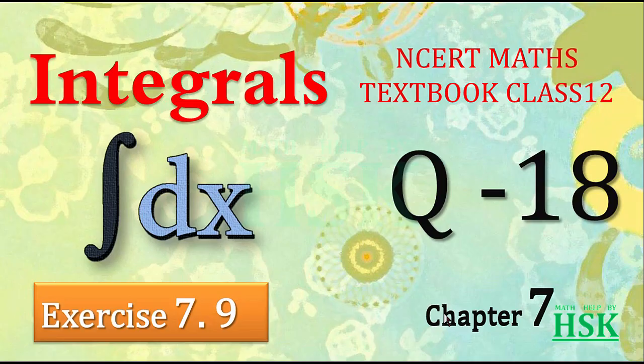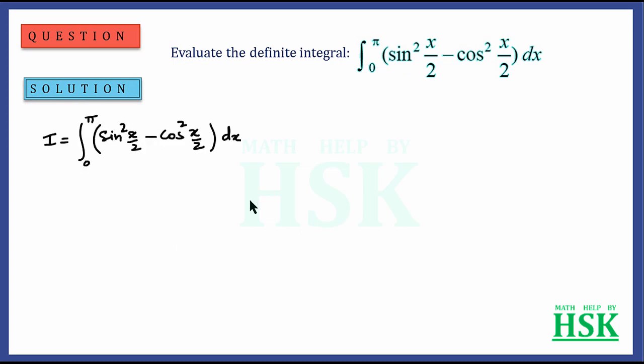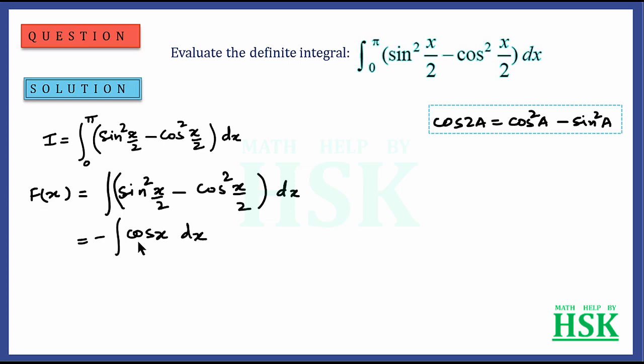Okay, now we are going to move to question number 18. Now the question is, we have to evaluate this definite integral, the integration of sine square x by 2 minus cos square x by 2 with respect to x from the limit 0 to pi. Okay, now to solve this question, first of all I assume the given integral as equal to I and f(x) the same integral without limits. Now using this result that cos square a minus sine square a is equal to cos 2a, I can write this term as equal to minus cos x.